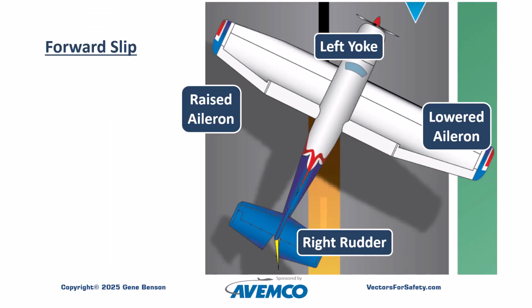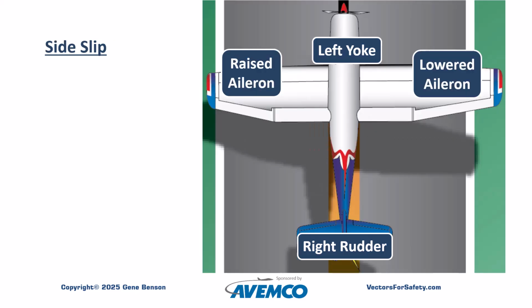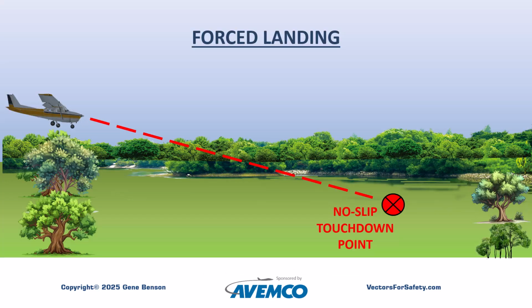Here is the forward slip showing flight control positions, and the same for the side slip. The flight controls are in the same positions, but of course with different amounts of control displacement. The forward slip can be a valuable maneuver in the event of a forced landing.